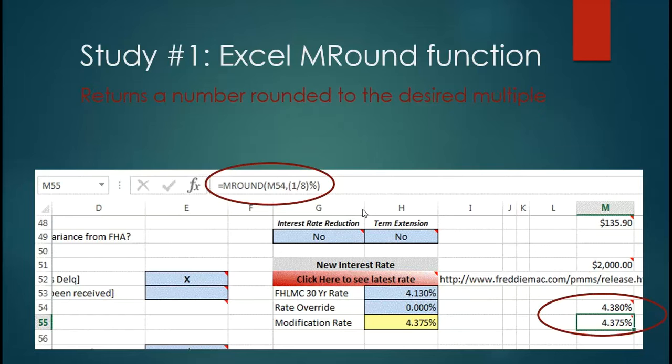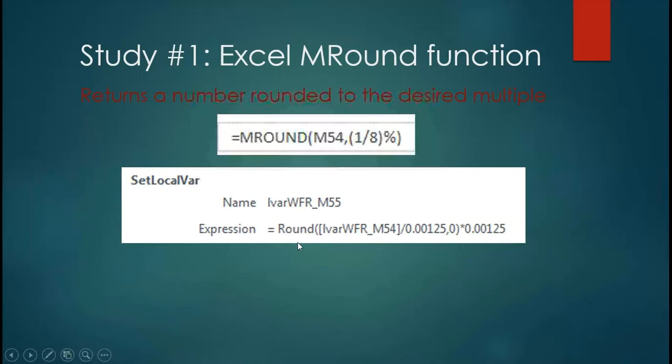So in this case here, what we want to do is take the number that's in cell M54 and round it to the nearest multiple of 1/8%. So the percent adds another item of interest here. So you can see in the spreadsheet what it had 4.38, and we came out at 4.375. So duplicating that is not all that difficult. It just takes some thinking.